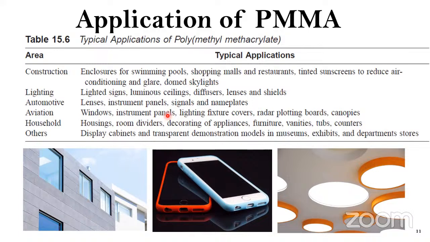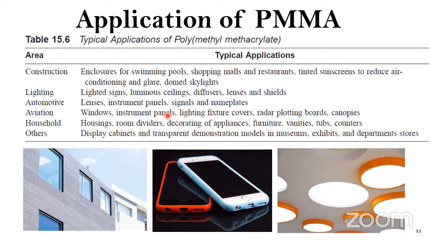Other applications of PMMA are display cabinets and transparent demonstration models in museums. If you see the pictures here, mobiles are presented, correct? The toughened glass protection you are using on your mobiles is not glass but a PMMA sheet. Toughened glass is also available in the market to protect mobiles, but whatever flexible protectors you get are PMMA sheets.